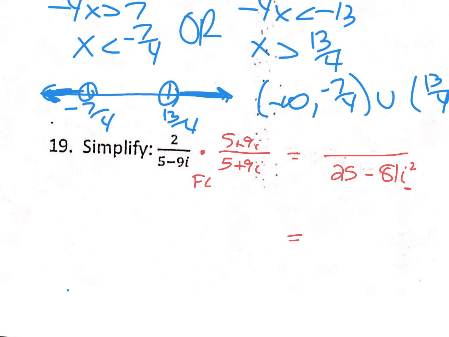I squared is negative 1, which makes the negative 81 become positive 81. So 25 plus 81 is 106.